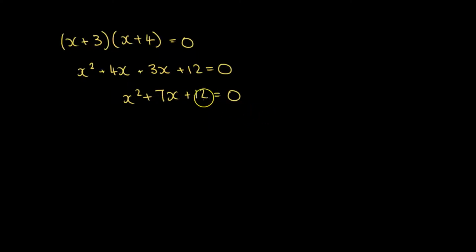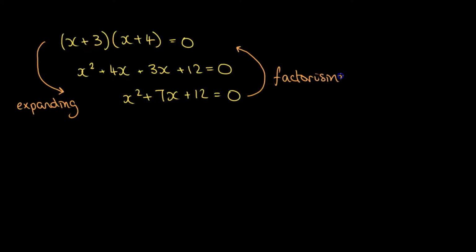And factorising is the exact opposite process of that. So if we think of going from brackets to this expression here, we're expanding. If we're going from this final expression back into the brackets, we call that factorising. So let's look at how we go about that. Well, let's say we started with our bottom equation. Let's say we started with x squared plus 7x plus 12 equals 0.